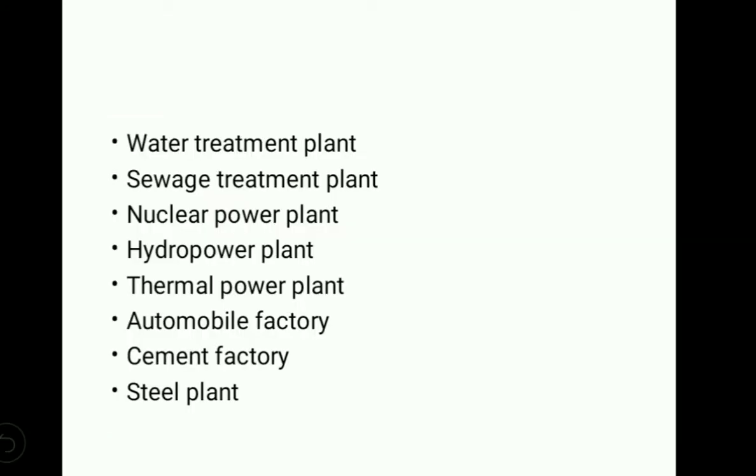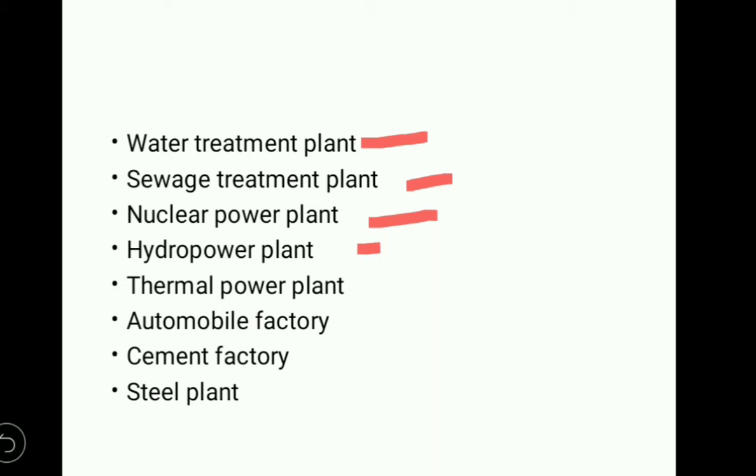Water treatment plant. Water treatment is a process, so you can call it a water treatment plant. Sewage treatment plant. You will not call it a sewage treatment factory, you will say sewage treatment plant. Sewage treatment is a process. Next, nuclear power plants. Nuclear power is an input energy, so you can call it a nuclear power plant.